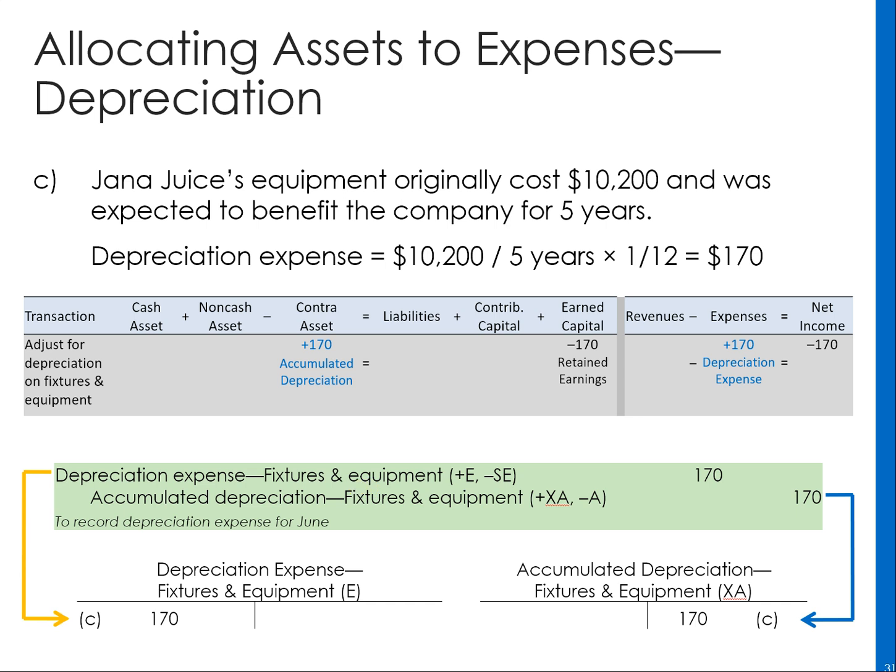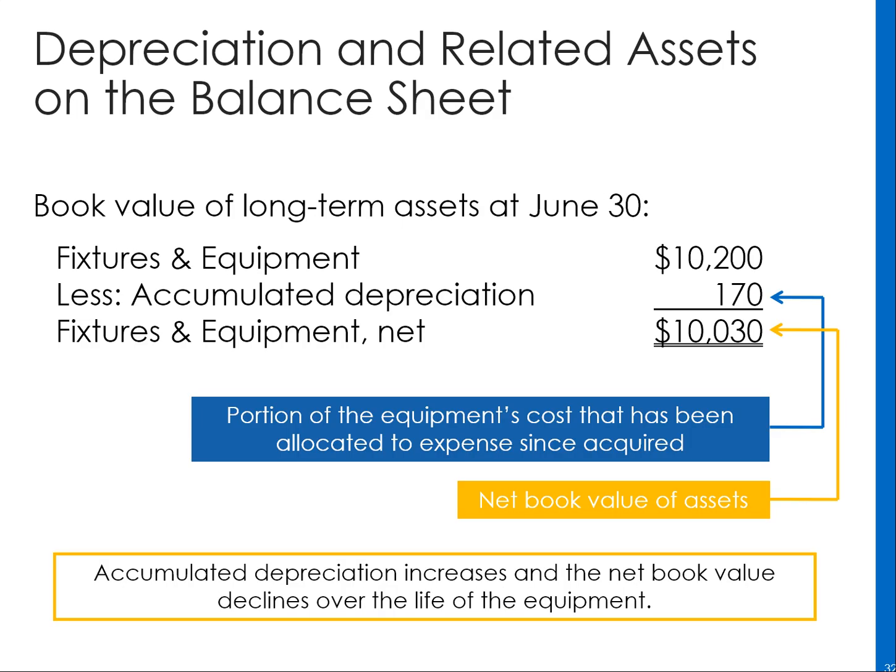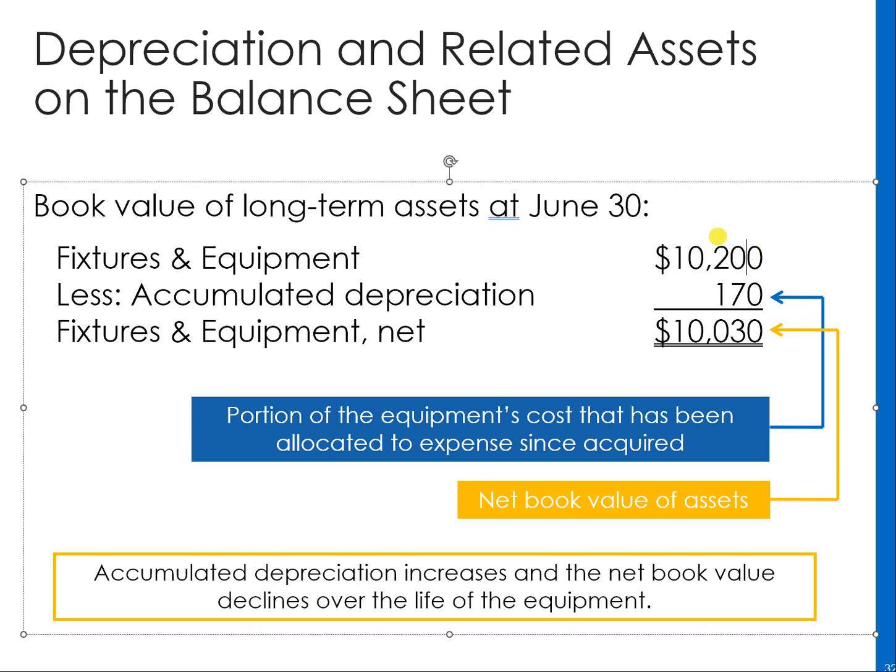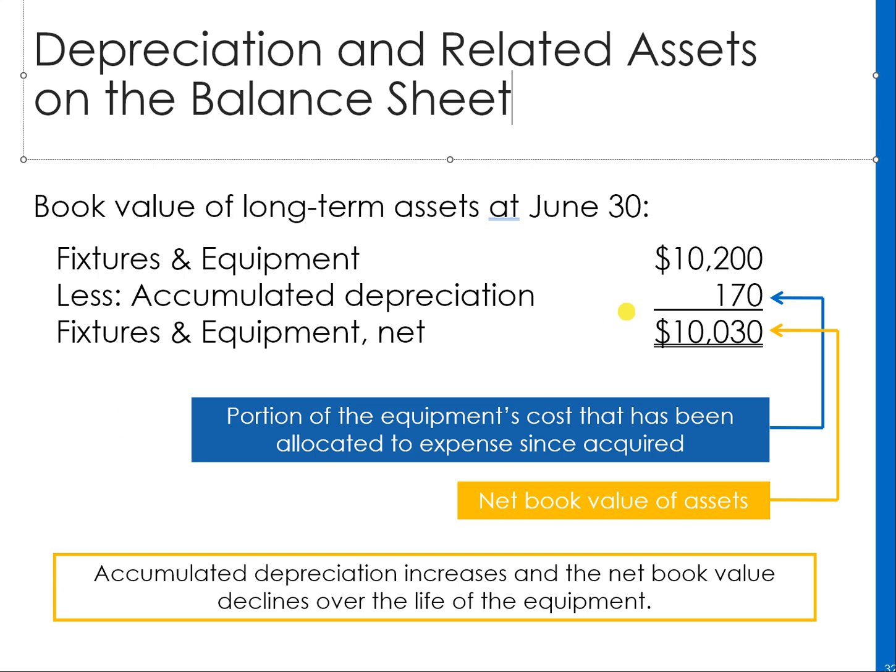How to report depreciation and related assets on the balance sheet. Here's how we're going to report. The equipment itself, the cost does not change. We do not change the original cost account. And then right after this account, we're going to report the accumulated depreciation. Remember, accumulated depreciation is a contra asset account, so it's negative. In other words, we're going to subtract these numbers from the equipment. So 170 will be subtracted.